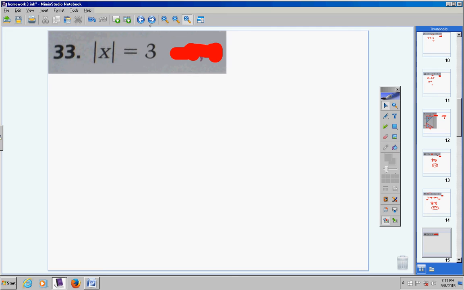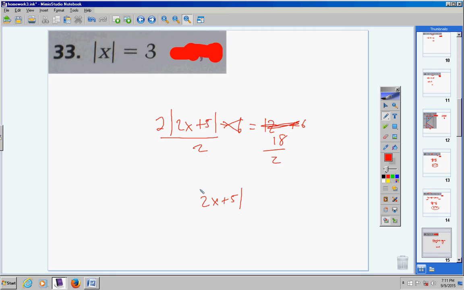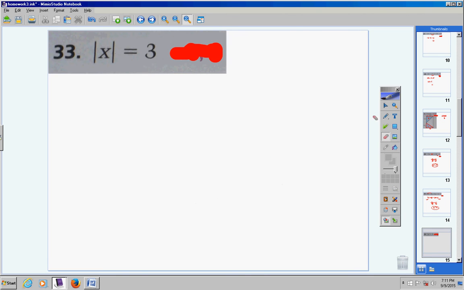Don't forget on the test, I'm going to give you problems like this: 2 absolute value 2x plus 5 minus 6 equals 12. You're going to have to isolate the absolute value. First, you'd bring the 6 over and make it positive. You get 18. Then divide both sides by 2, and you'd be left with 2x plus 5 equals 9. Then go from there and solve it. So make sure you know how to isolate an absolute value.